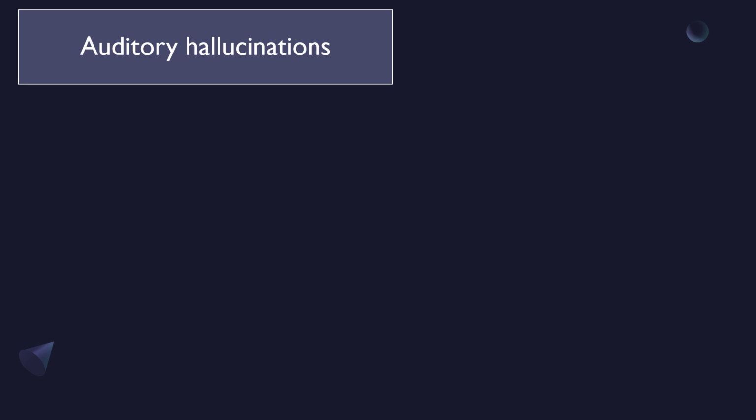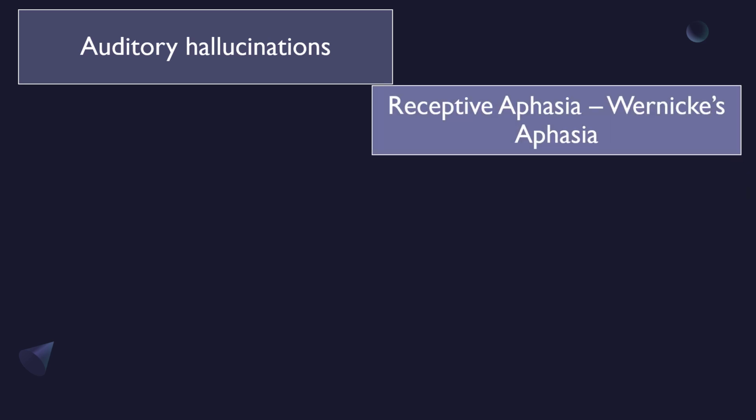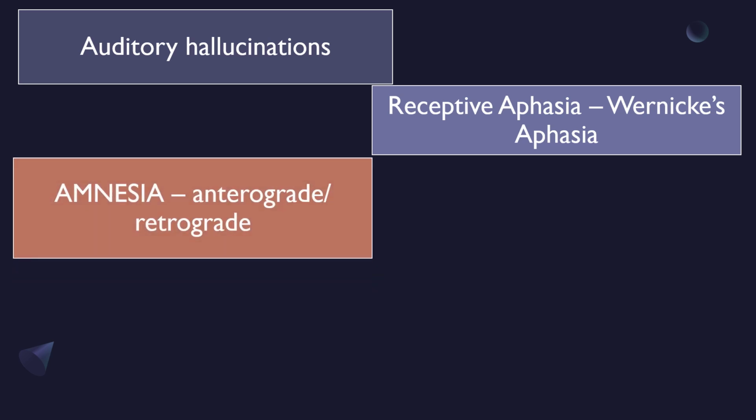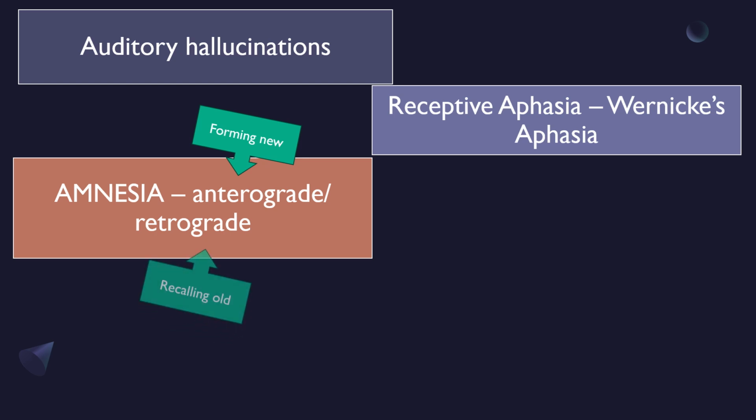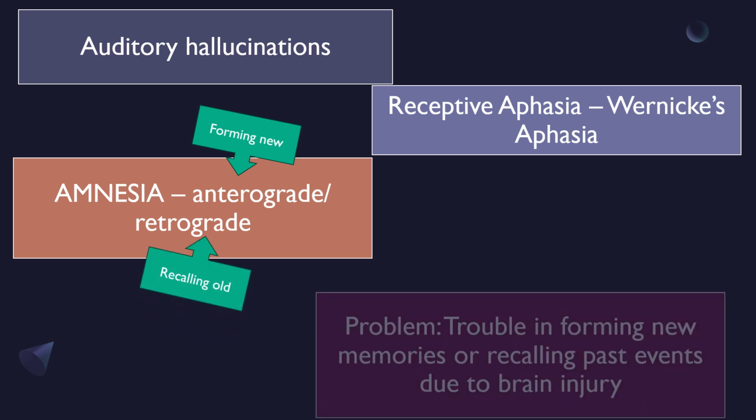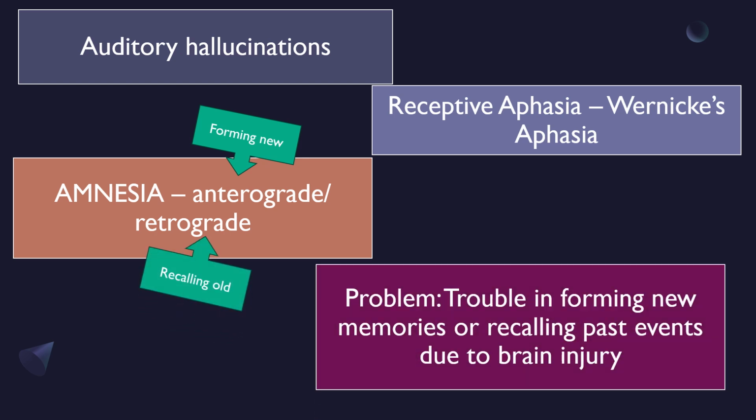When things go wrong in the temporal lobe, we will find auditory hallucinations, receptive aphasia, or Wernicke's aphasia, amnesia, both anterograde and retrograde, problems forming new memories or recalling past events, and changes in memory function and behavior.